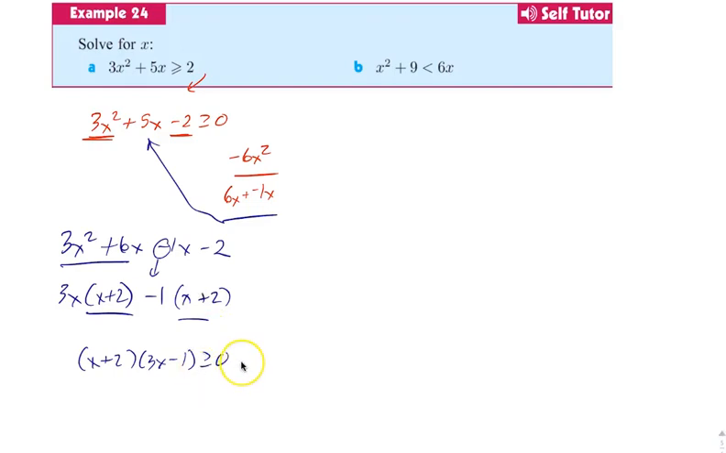Then you solve like you normally would. Just split it. I would get x equals negative 2, and 3x, if I set that equal to 0, 1/3. So I look at a graph. I have negative 2, 1/3. I'll put 1/3 right there. Does it open up or down? Look what I have. Opens up.